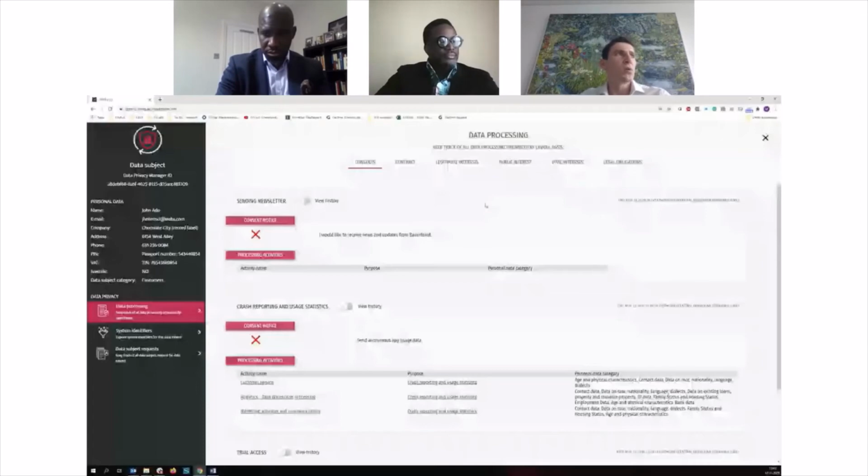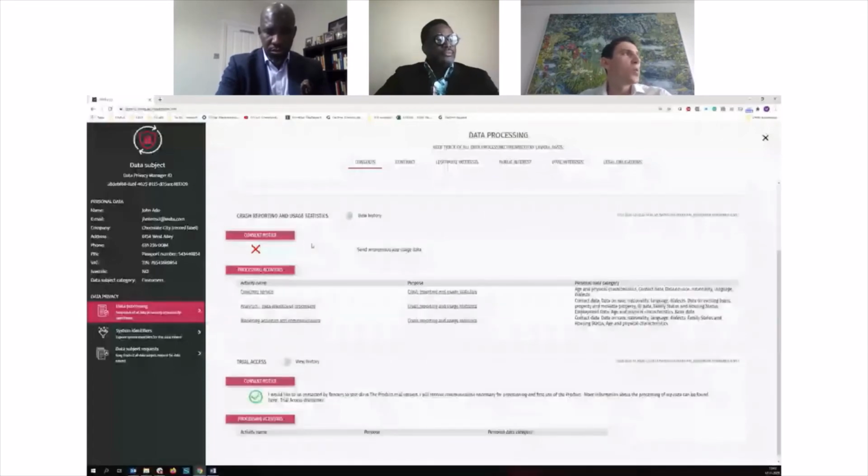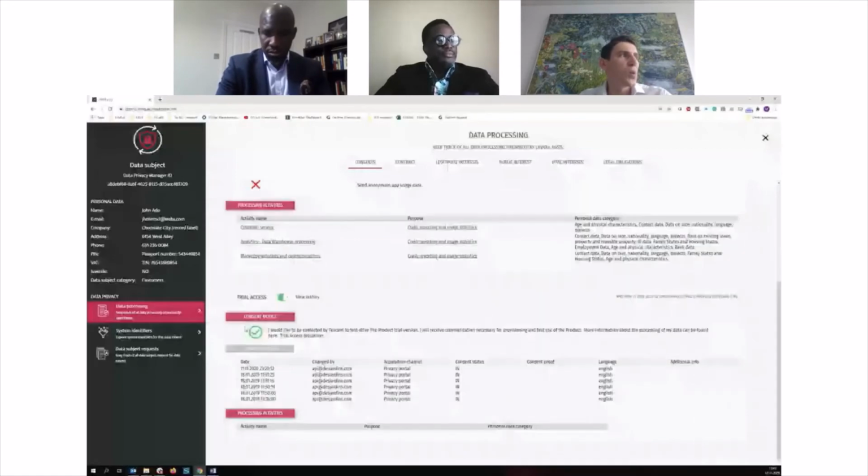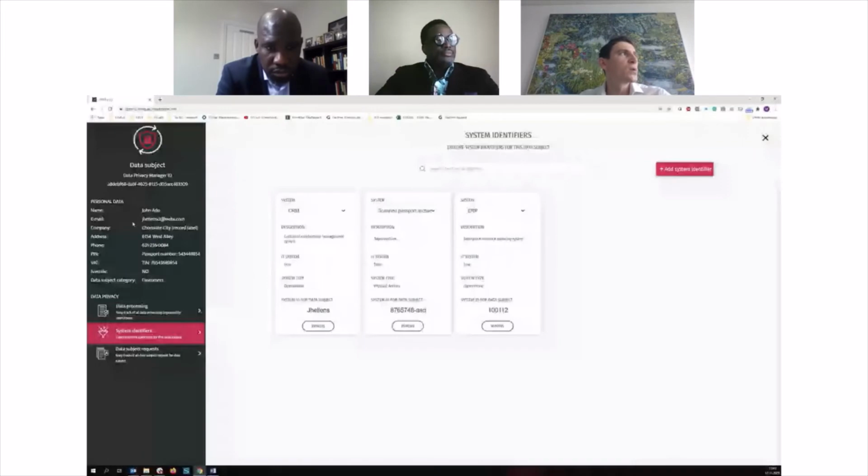But what I can also see is the 360-degree view of John, where I can see what kind of consents we have. I can see the history of his consents. I can also see his data here. So we have the name, email information, company, address information, phone, passport number, tax identification number, and so on. I can see that he's a customer as well, and that his data is being processed in 3 different systems, and I can see the identifiers here as well.